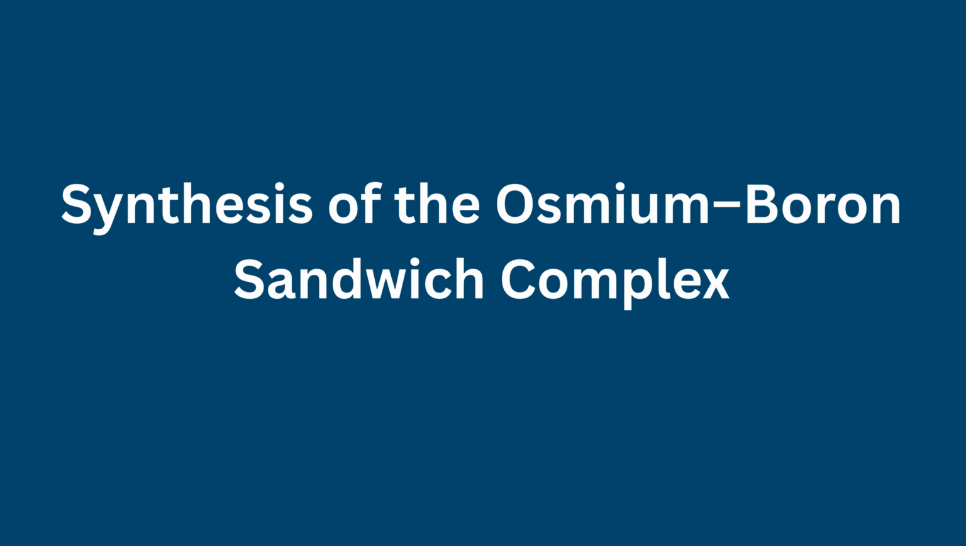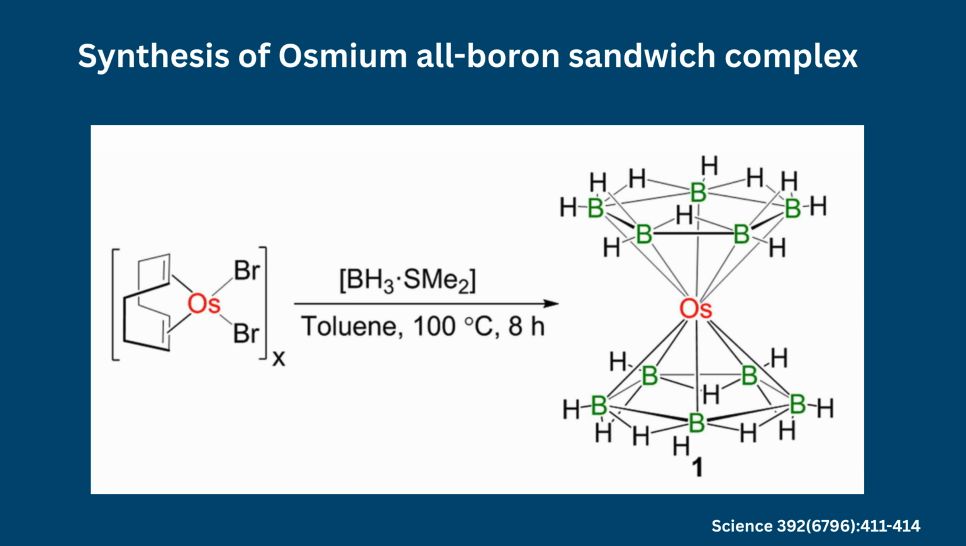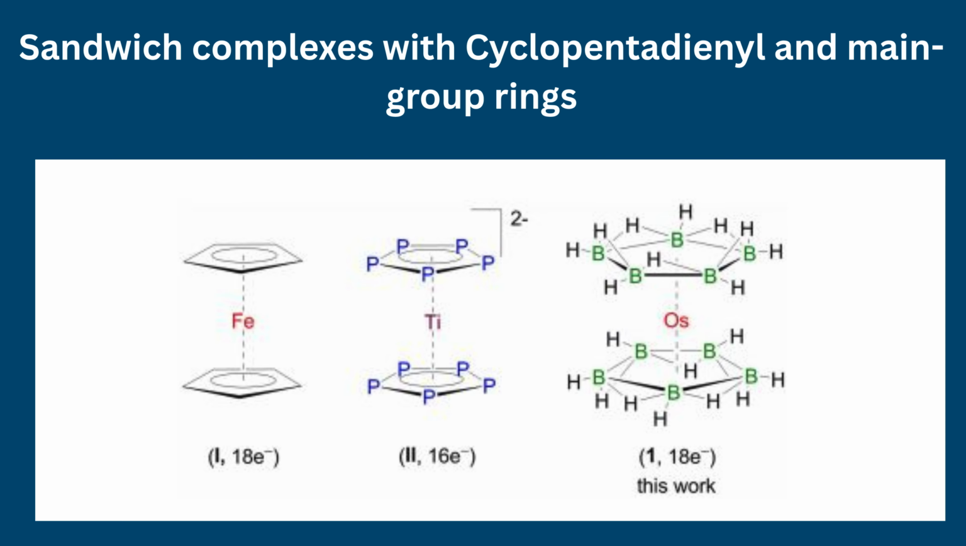Synthesis of the osmium-boron sandwich complex. The reported breakthrough involves the reaction of a square-planar osmium precursor with borane dimethyl sulfide, leading to the formation of a neutral sandwich complex. The resulting compound consists of a central osmium atom coordinated between two pentagonal boron rings, B5H10, representing the first structurally authenticated carbon-free analog of ferrocene.